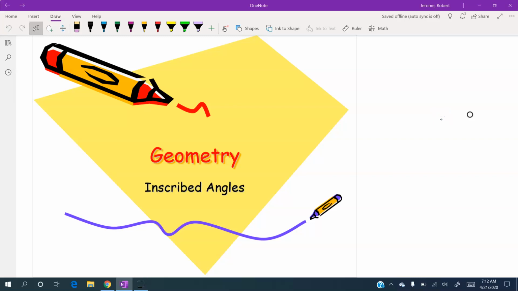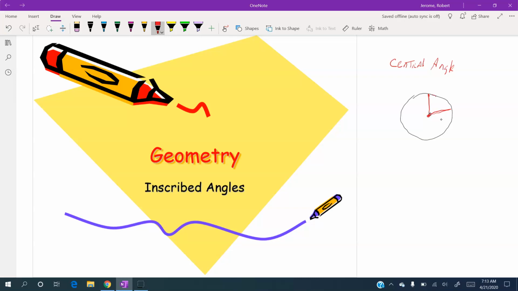Okay guys, so we are back together, and in our last session we talked about central angles. So just a quick reminder, a central angle is simply an angle whose vertex is at the center of the circle. So here we have a central angle, and all that means is that the vertex is at the center of the circle.